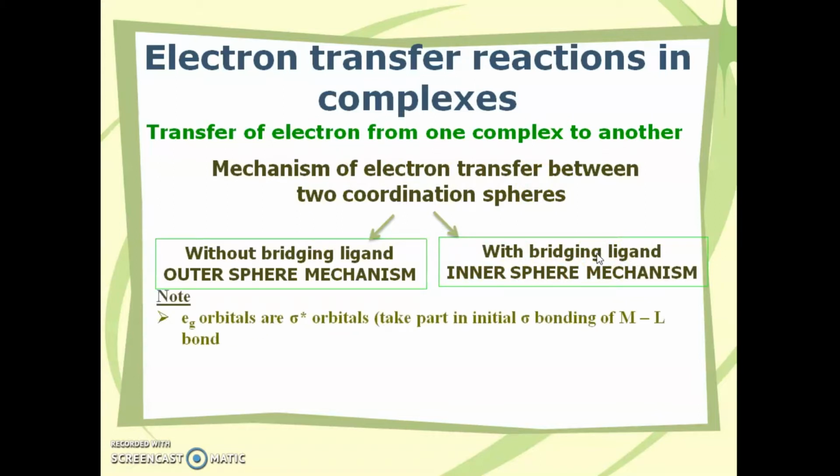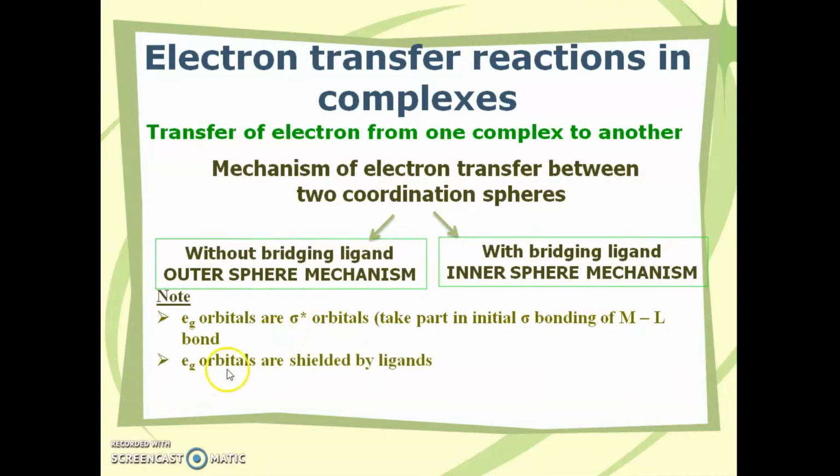The other terminologies or concepts that we should know are, the first one, the eg orbitals are labeled as sigma star orbitals. What are the eg orbitals? They are dx square minus y square and dz square orbitals. These are the orbitals that take part in the initial sigma bonding because the ligands approach the central metal ion through the axis for the formation of octahedral complexes. So these orbitals are involved in the initial sigma bonding, so they are labeled as sigma star orbitals.